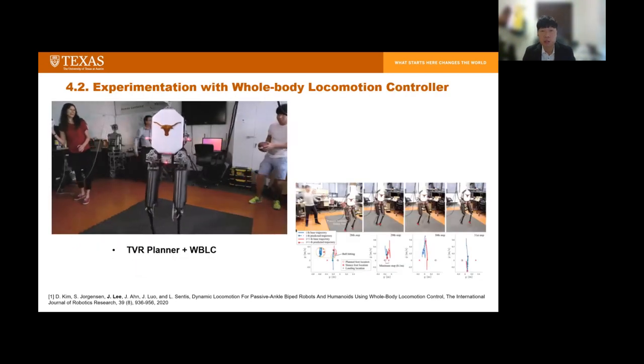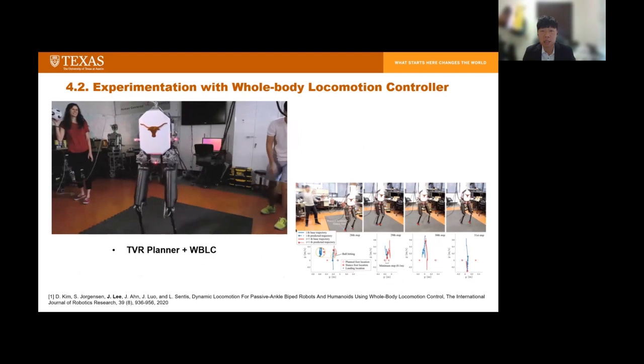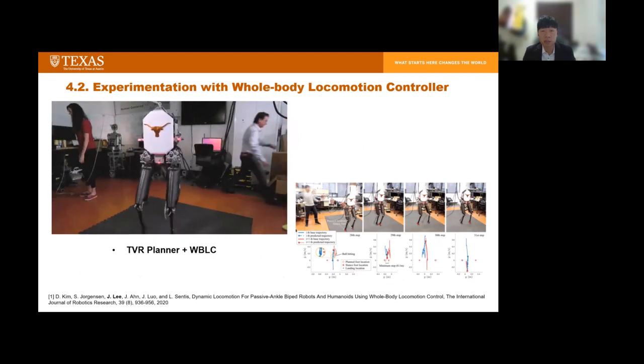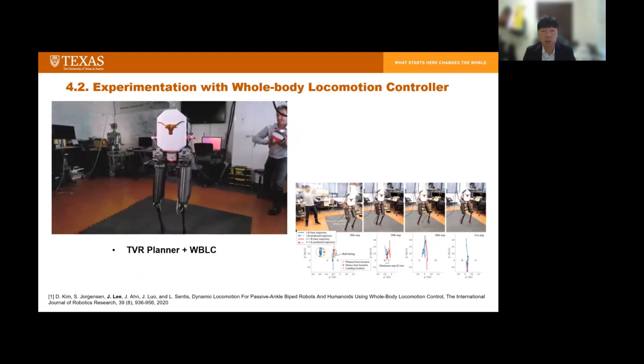This video is a real experiment by Donghyun and I. Mercury walks stably, even though we throw the ball and push the torso.